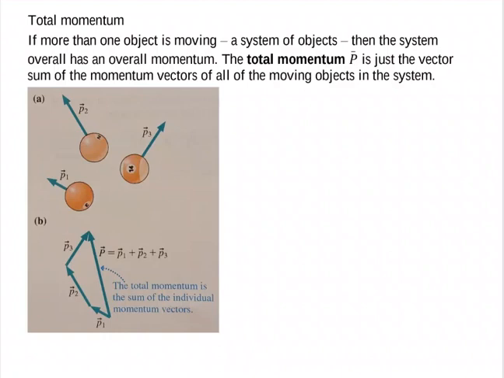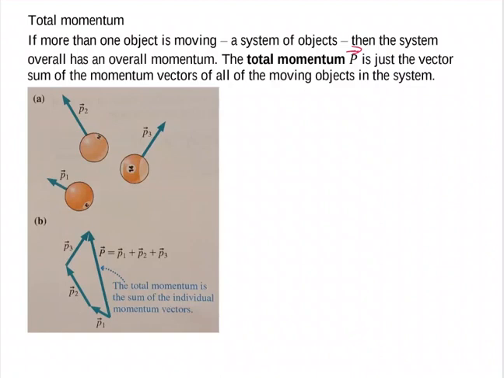All right, total momentum. If more than one object is moving, so we have a system of objects, then the system overall has an overall momentum, and that's called the total momentum. And so we have capital P. This is a vector, just the vector sum of the momentum vectors of all of the moving objects in the system. Pretty straightforward. We've done this before, total torque and so on, right? Total net force and stuff like that.